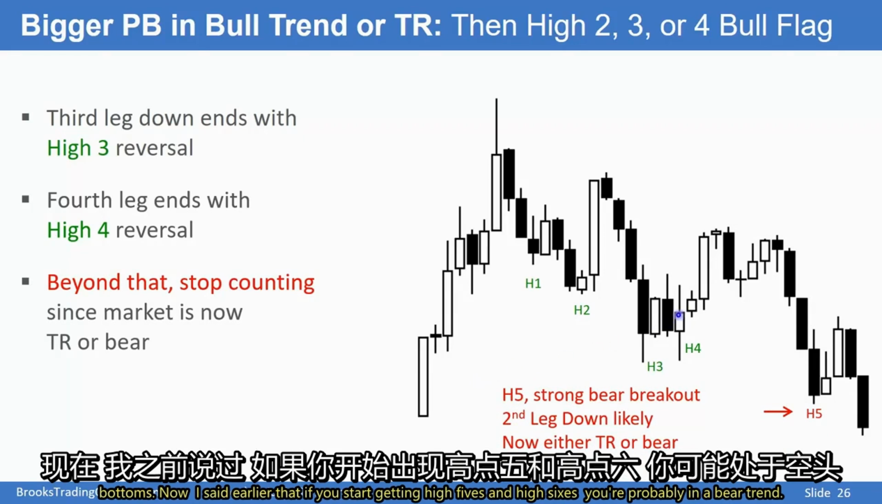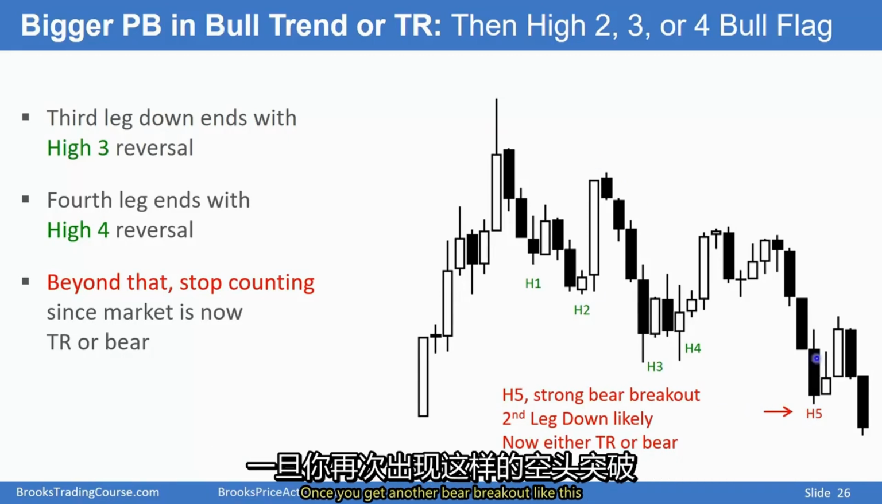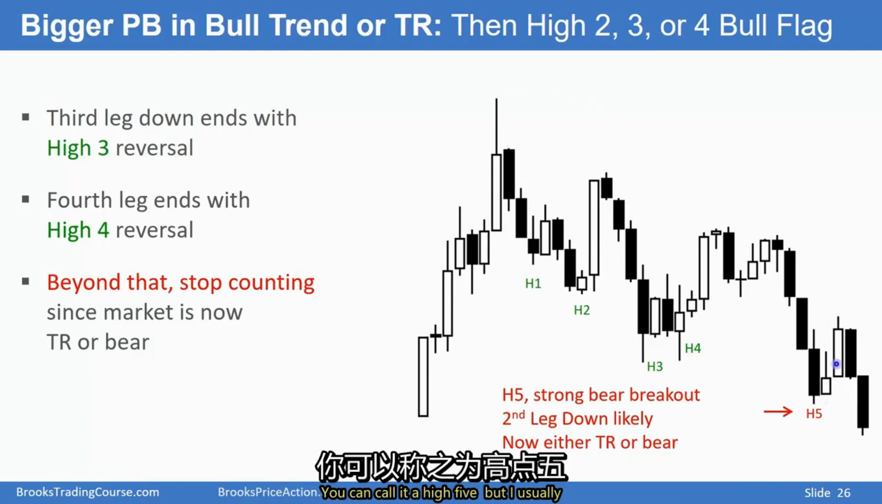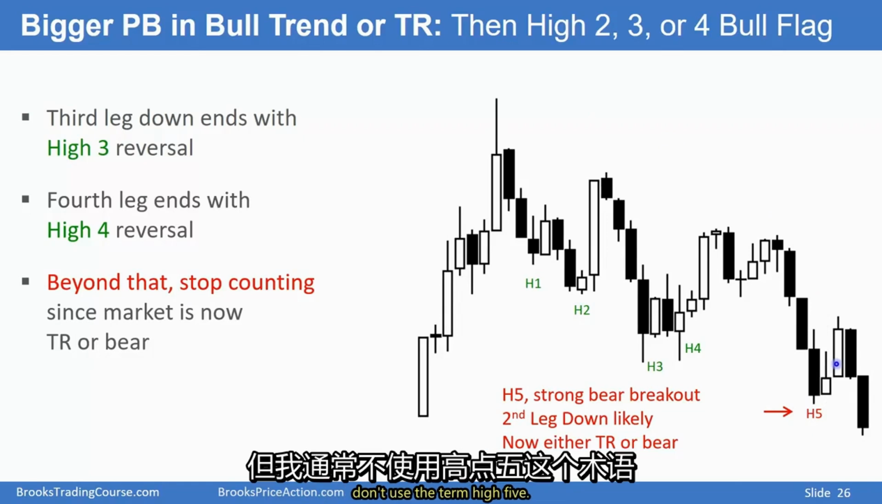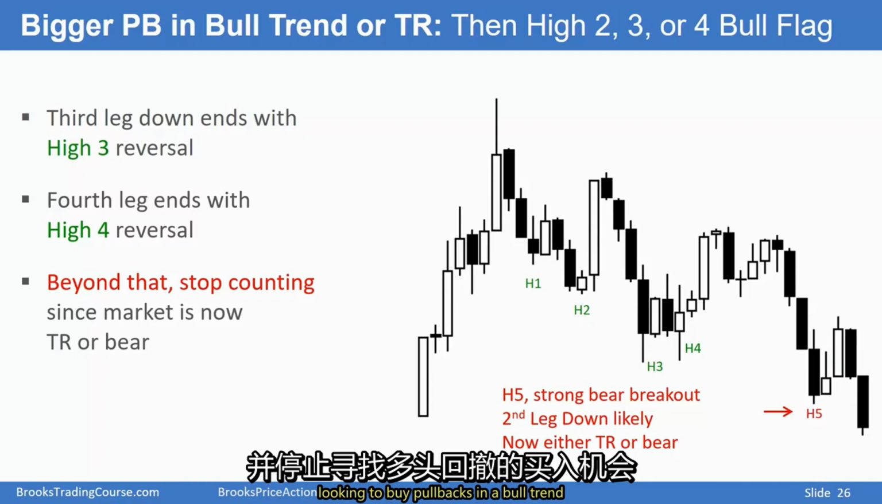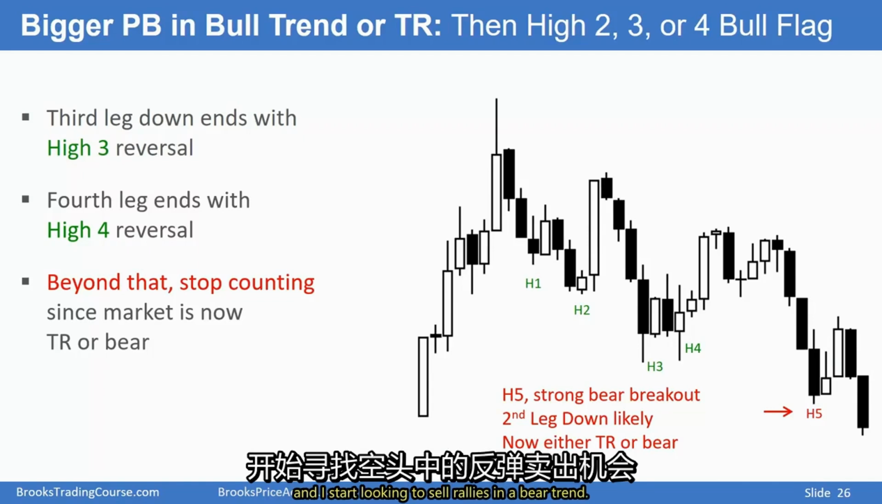Now, I said earlier that if you start getting high 5s and high 6s, you're probably in a bear trend. And once you get another bear breakout like this, you're probably either in a bear leg in a trading range or in a bear trend. You can call it a high 5, but I usually don't use the term high 5. I stop counting and stop looking to buy pullbacks in a bull trend, and I start looking to sell rallies in a bear trend.